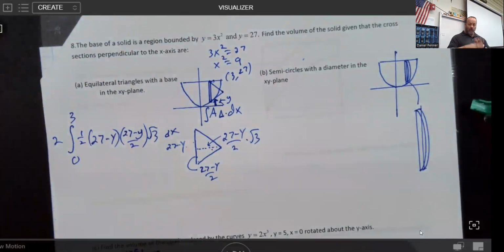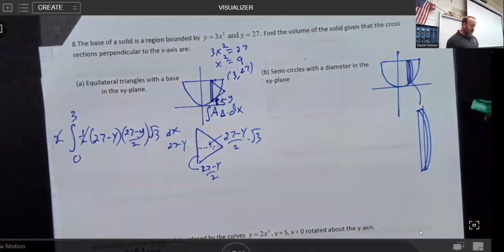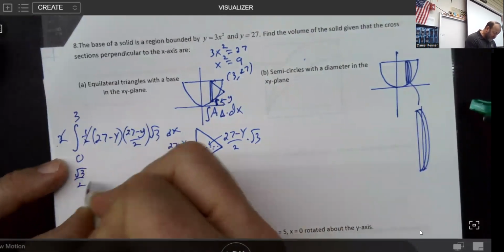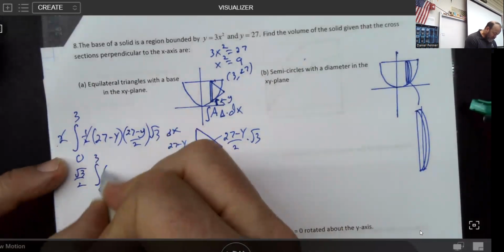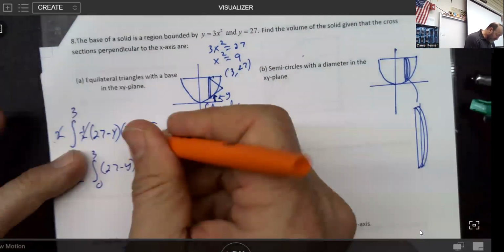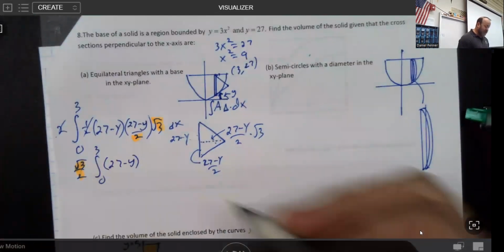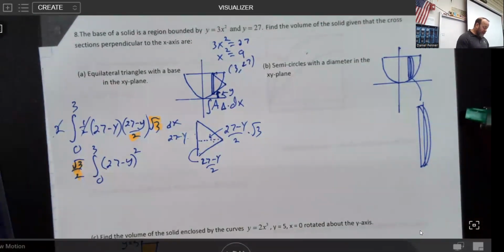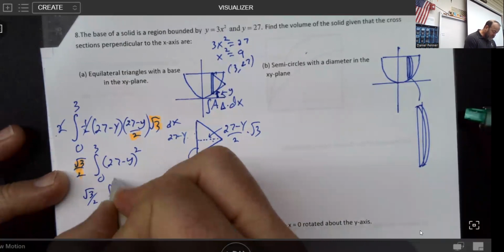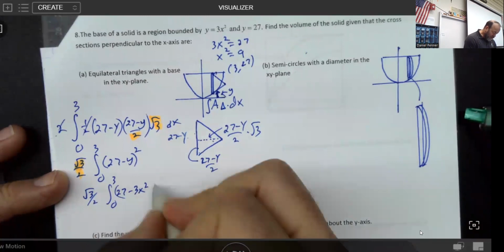Now, again, this works perfectly fine. There's a couple little things we could do, like I could cancel out those 1/2s. I could take this root 3 over 2, because those are constants, and pull them to the front. And what you're going to notice is that if I pull these pieces out to the front, then I have a 27 minus y times an additional 27 minus y, which isn't so bad. And one last little trick that I'm going to pull is that if we replace y with 3x squared, we are ready to go.